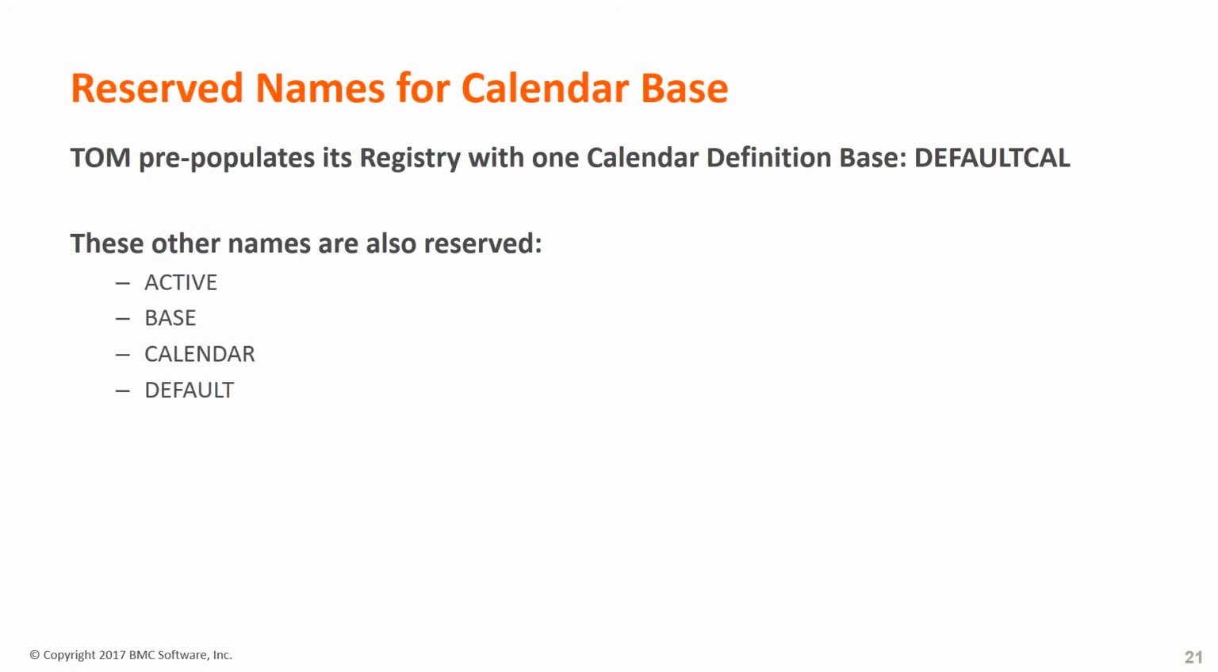When you first implement TOM, you'll notice that it has in its registry a pre-populated calendar definition base called default cal. There are also additional names that are reserved, including active, base, calendar, and default.